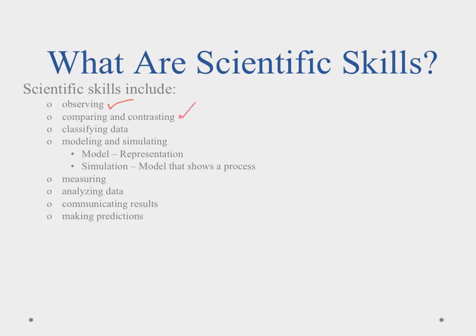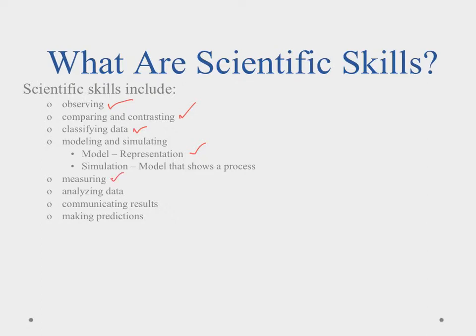Scientists will compare and contrast their observations. They'll classify this, and we'll talk about that a little bit more. They use models and simulations. Models generally are representations of things that are really big or really small, and a simulation is more of a model that shows a process.